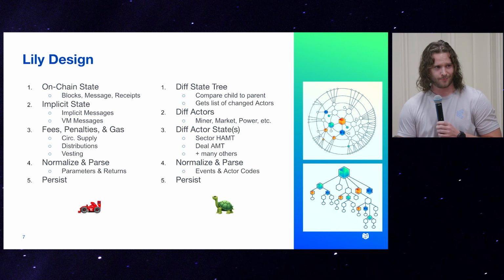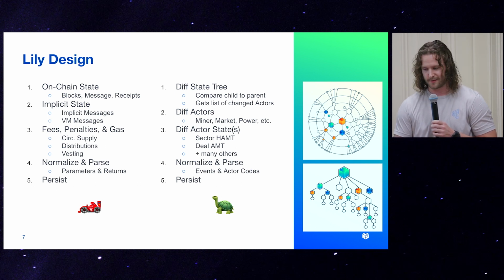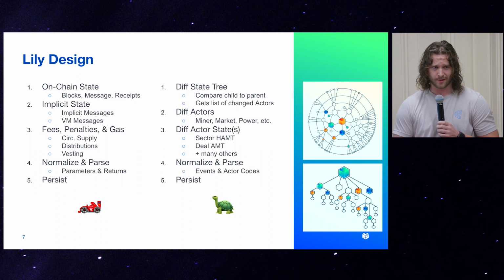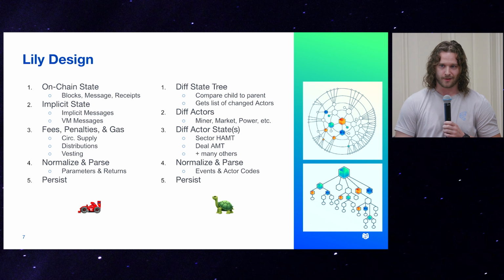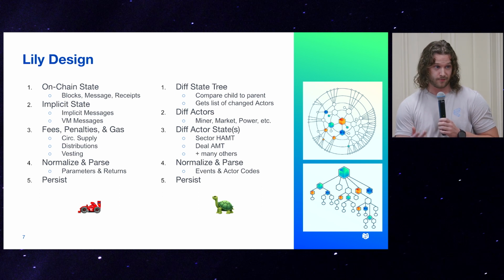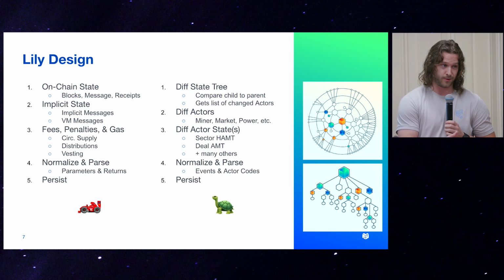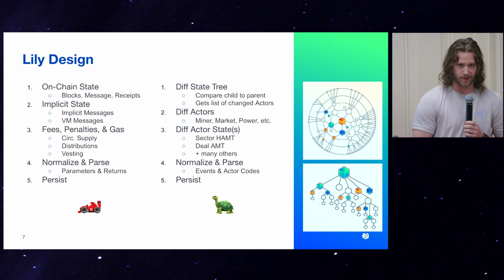On the fast end, it extracts blocks, messages, receipts, things I've said, implicit messages and VM messages. The FVM uses an actor model. It sends messages between the actors. These don't appear on chain, but they're triggered by messages that do appear on chain. And we need to gather all this information.